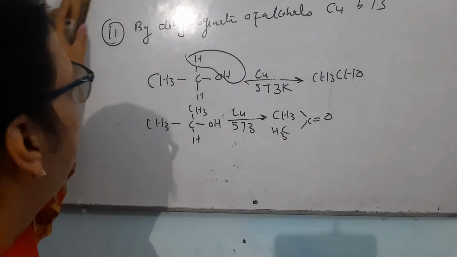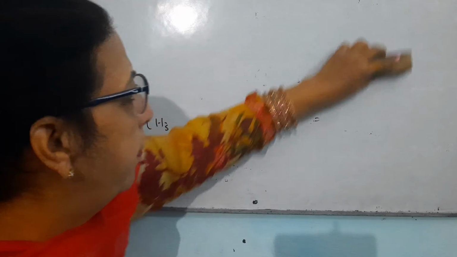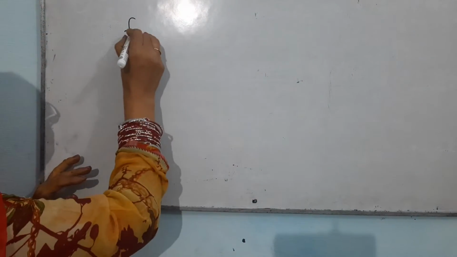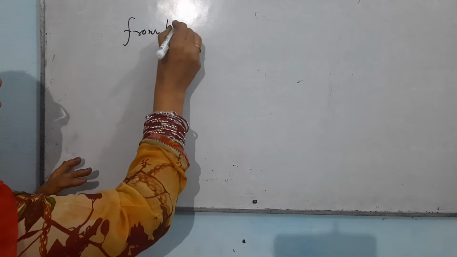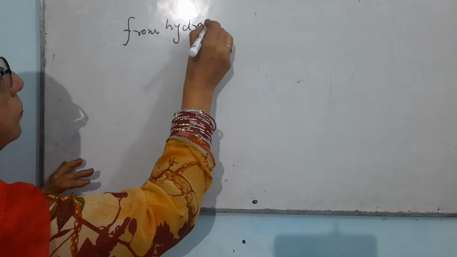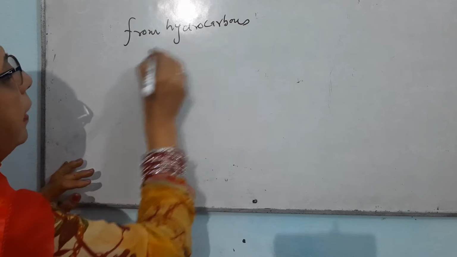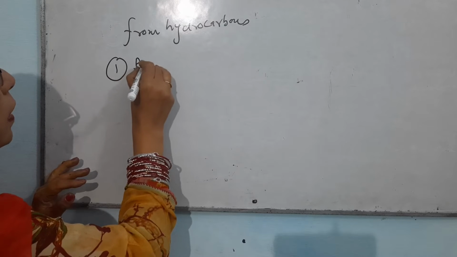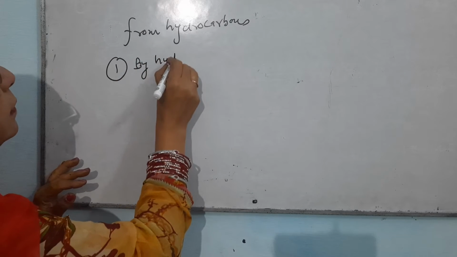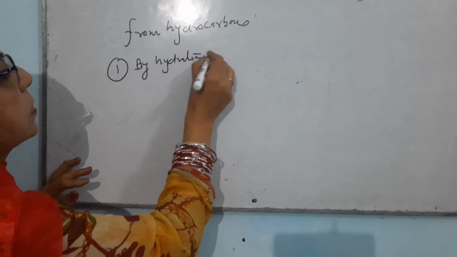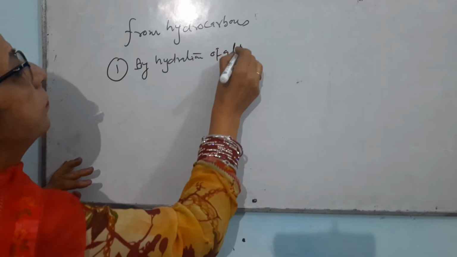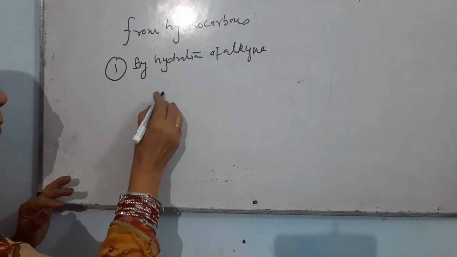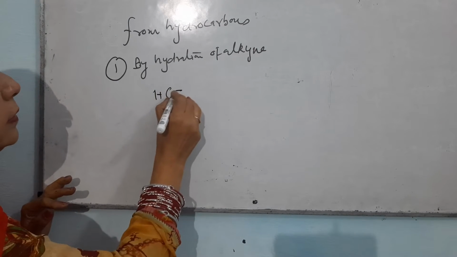The third method is the preparation from hydrocarbons. There are two methods. The first one is by hydration of alkyne. Let me discuss this reaction with an example. Suppose there is an ethyne. It is an alkyne.